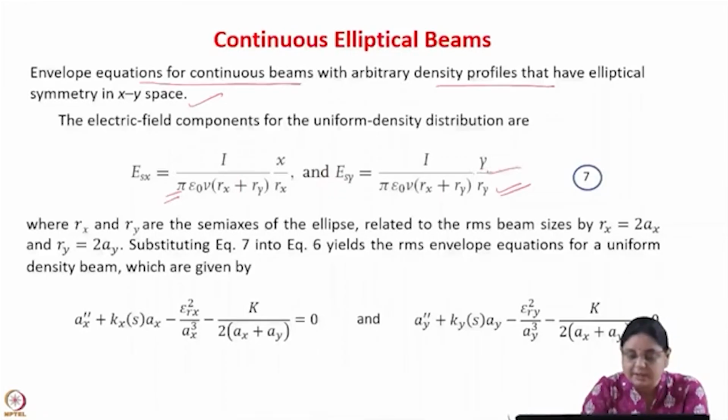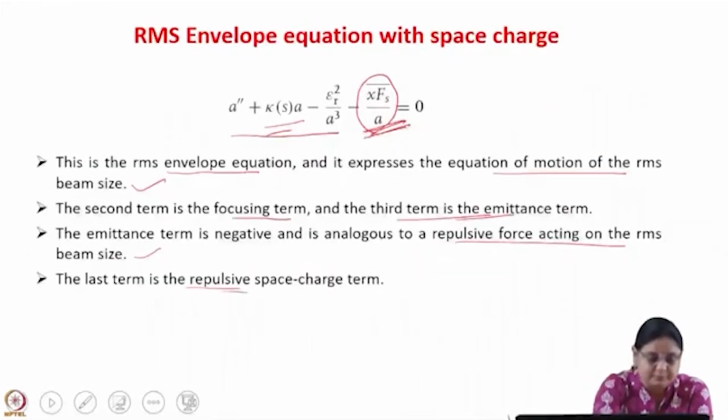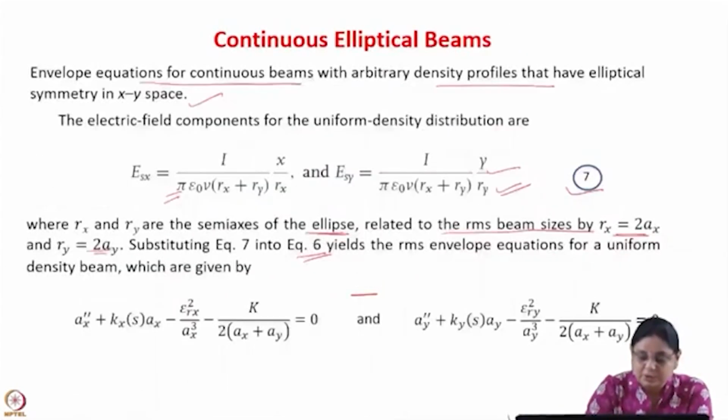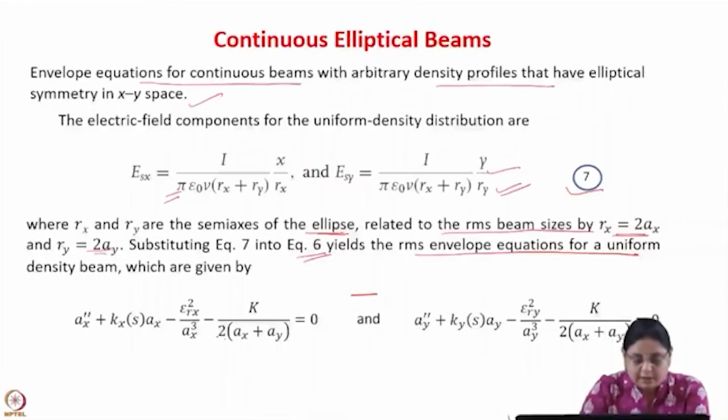Notice that they are linear in x and y. Rx and Ry are the semi-axes of the ellipse, related to the RMS beam size by Rx equal to 2Ax and Ry equal to 2Ay. Now substituting this in equation 6, which is the envelope equation, we get the RMS envelope equation for a uniform density beam, which is given by this. So now we have two equations in x and y because the beam is now elliptical.